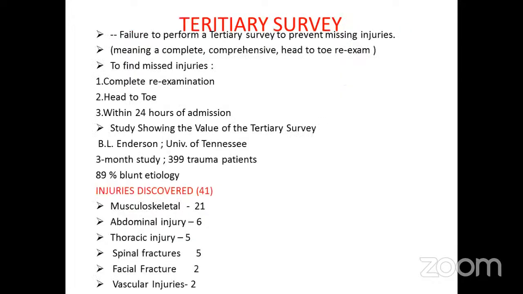And the tertiary survey is done in our ICU usually to prevent any sort of missed injuries. So you need to reevaluate from head to toe, and this should be done within 24 hours of admission. There are studies which show that 89% of the blunt injuries are missed out and came to be seen in the tertiary survey.